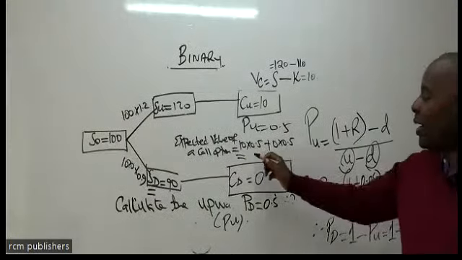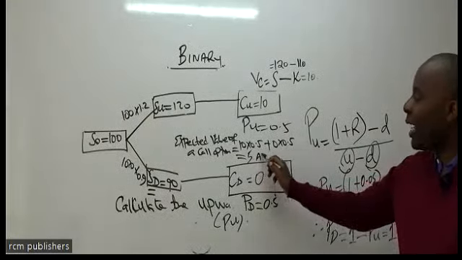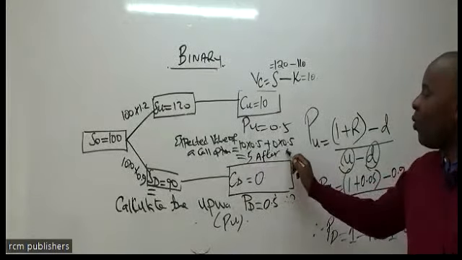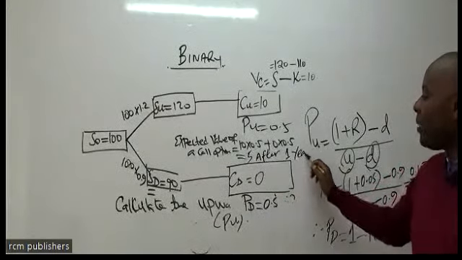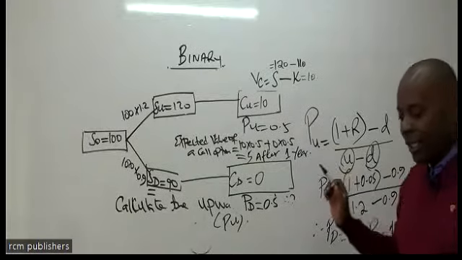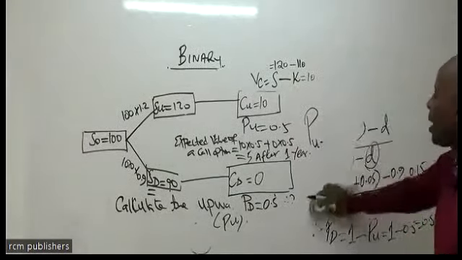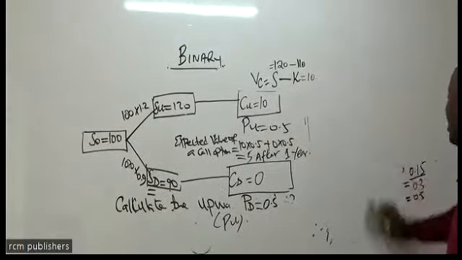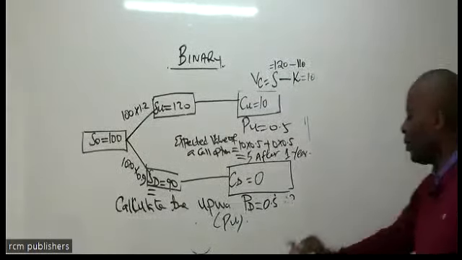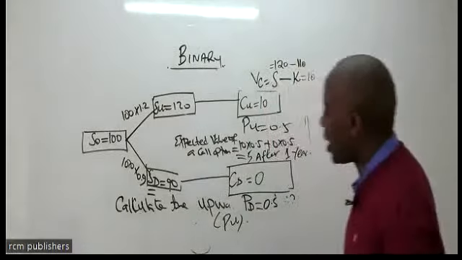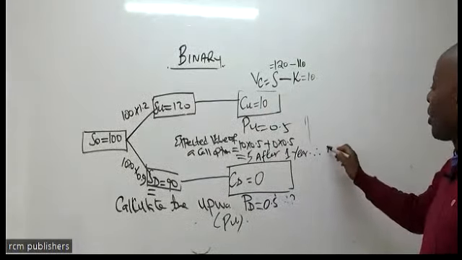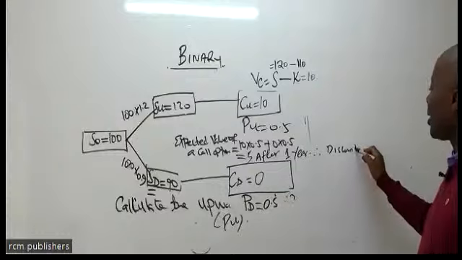They say the answer is 5. But now remember that this is coming after 1 year. Therefore, discount.